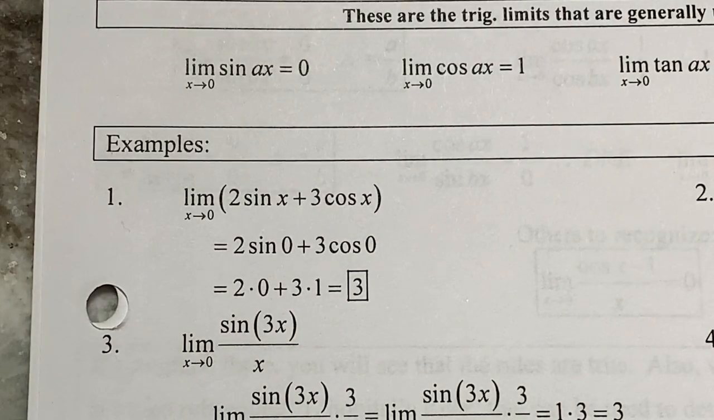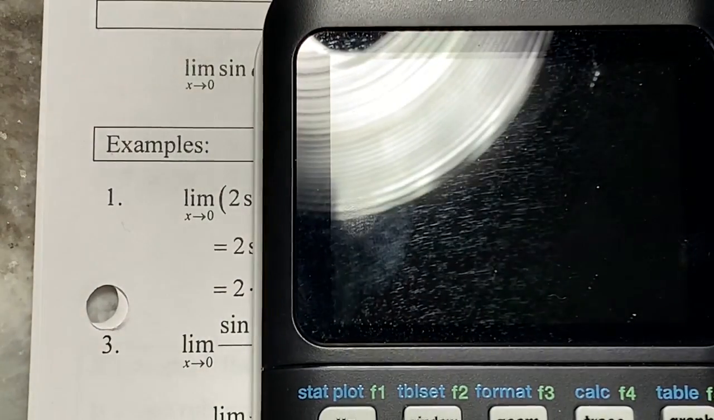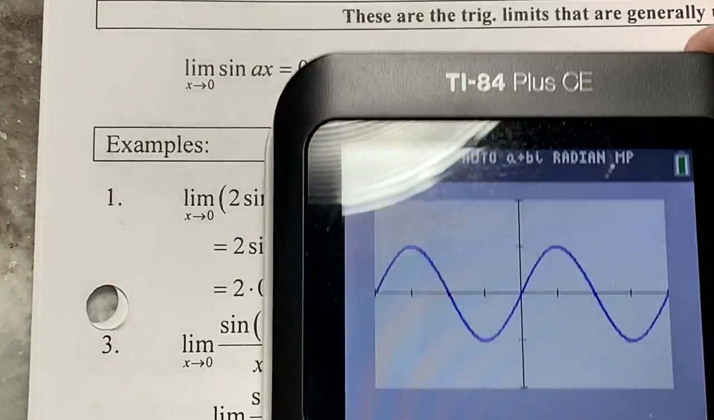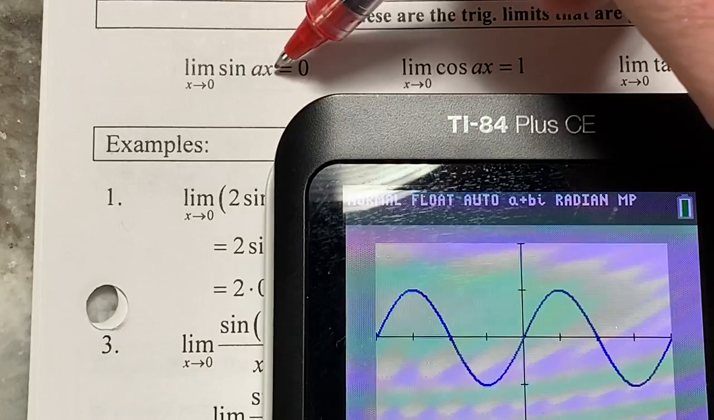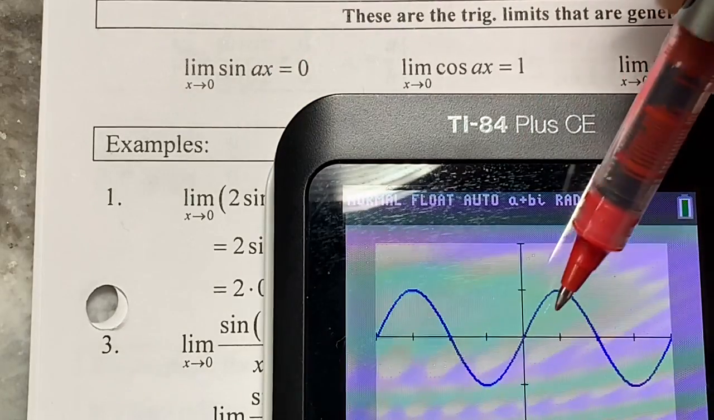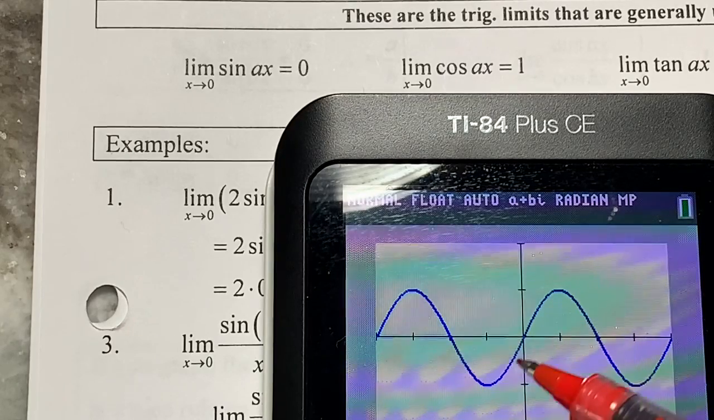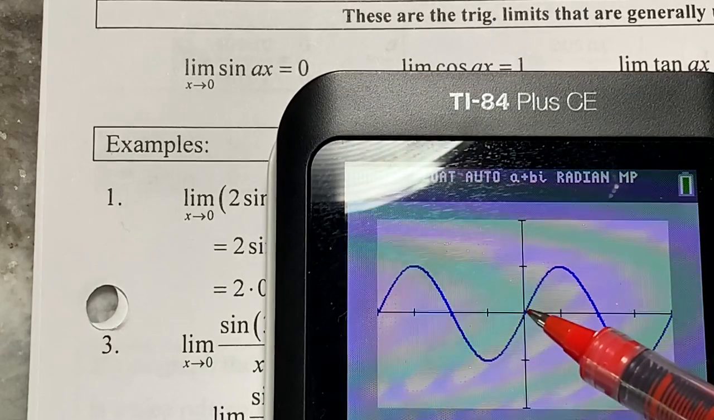And just to show you that on a graph, I think you know what the sine curve looks like, but it makes sense that a sine curve, no matter what the value is, I have an a value of 1 here, but look, as I approach an x value of 0, the limit is 0. Okay, you can see that it's approaching 0.